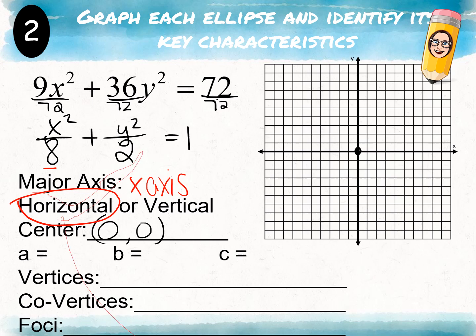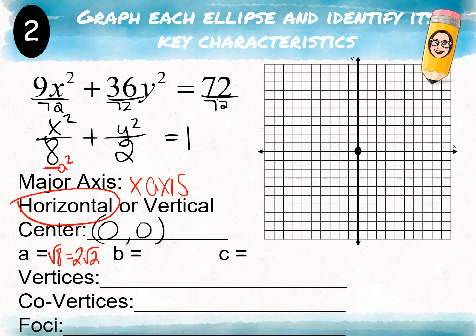Let's figure out our A, B, C. Our A value is from the larger denominator. This is A squared. Oh darn, I can't take the square root of 8 cleanly, right? I can't get A by itself easily, so I have to reduce the square root of 8. We're going to get 2 square root of 2. Well, let's graph that before we worry about the other letters here.